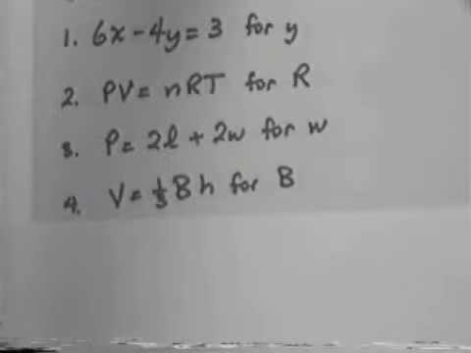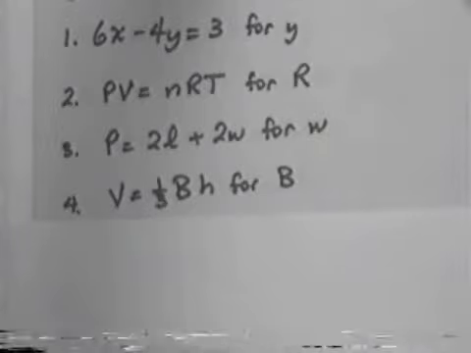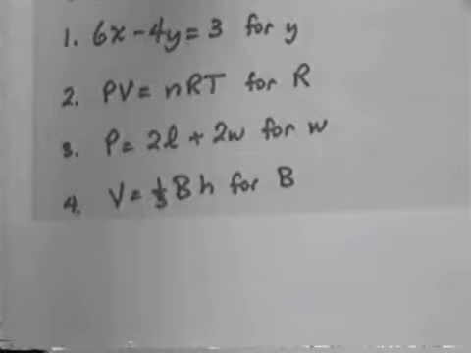And number 4, V is equal to 1/3 capital B H for capital B. V is equal to 1/3 BH for B. This is a formula from geometry.